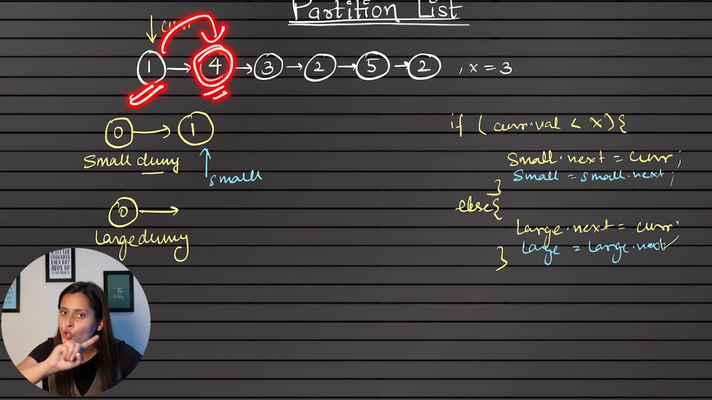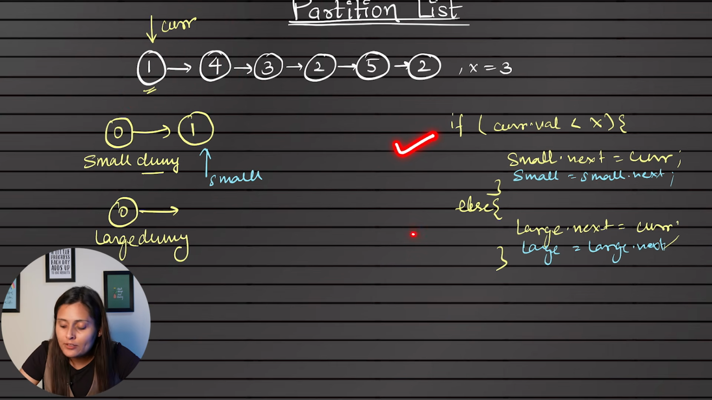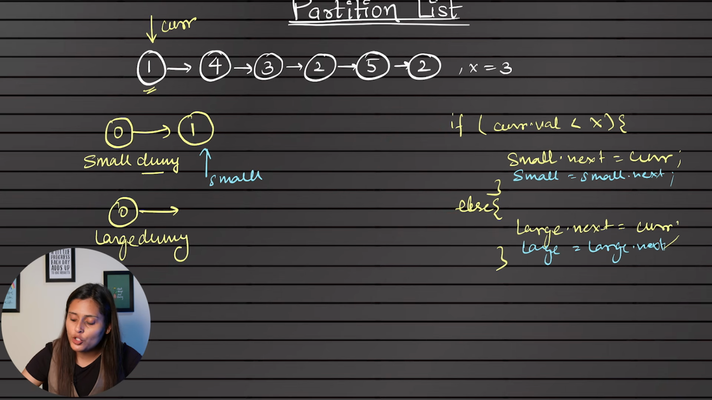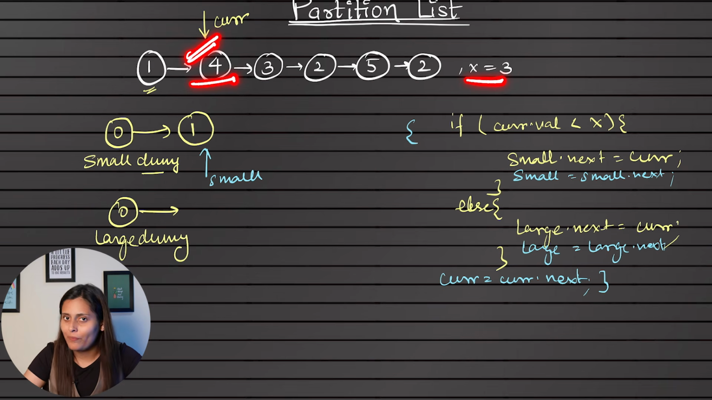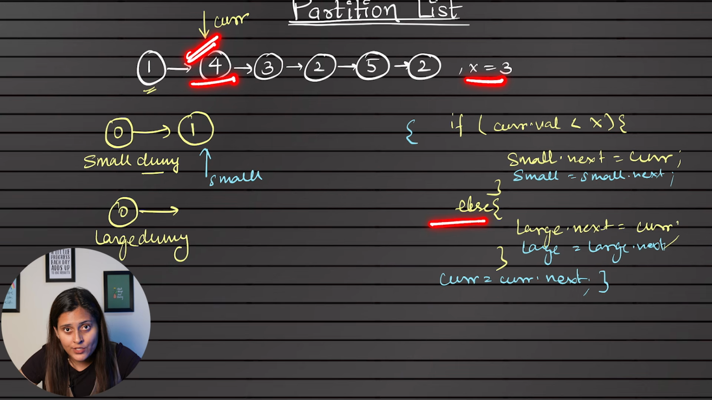Yes. So no worries, whether the if case runs or the else case runs, for sure, after coming outside, we have to move our current ahead. Current is equal to current dot next, correct? Yes. So now we'll say current will point to this. Now again we'll check, hey, are you lesser than x? It will say no. Then we will fall in the else condition.